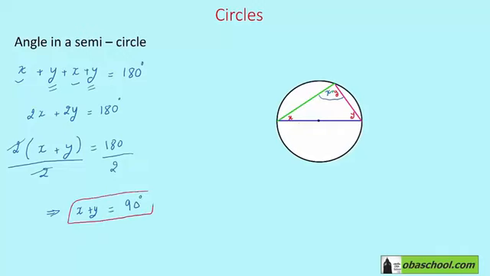So basically, guys, the angle that is found within the semicircle facing the diameter is equal to 90 degrees, since the diameter is a side of this triangle.